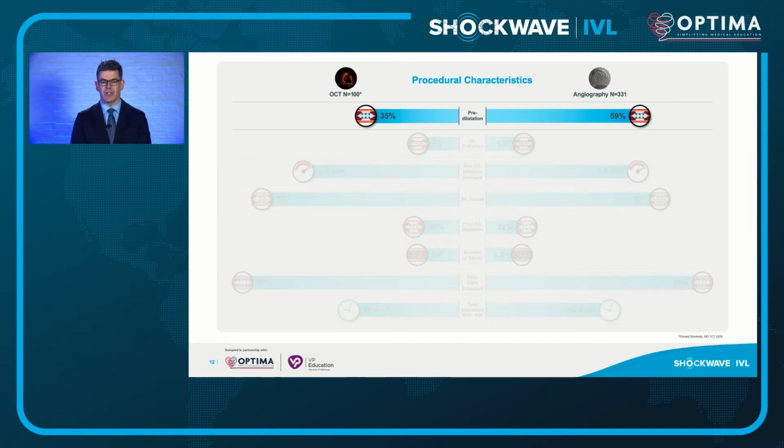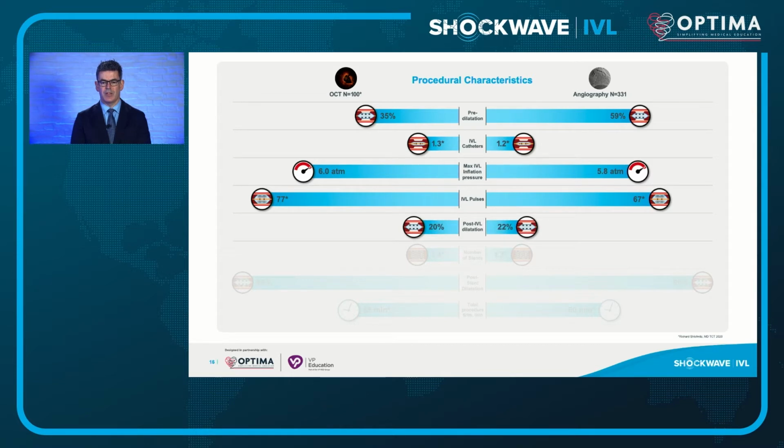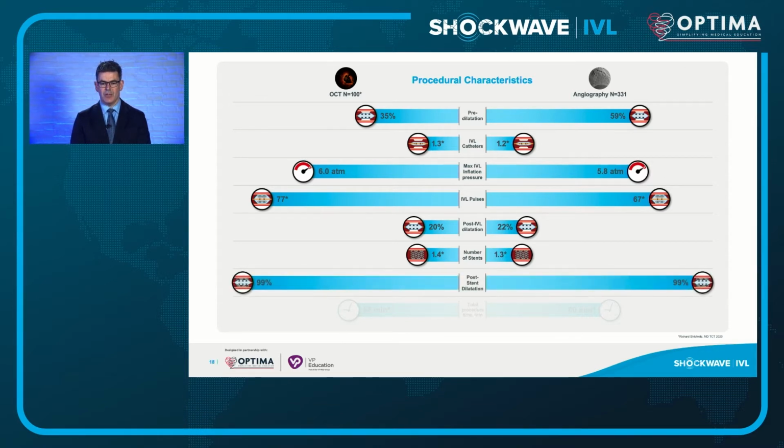So pre-dilatation was carried out in 35% of the OCT guided patients. With angiography, that rate went up to 60%. Similar numbers of IVL catheters used. The inflation pressures corresponded in both the OCT and angiographic arms. The mean number of IVL pulses was similar. Post-IVL dilatation carried out in 1 in 5 patients, and the numbers of stents just over 1. Post-stent dilatation was carried out in 100% of cases, and the total procedural time was similar.